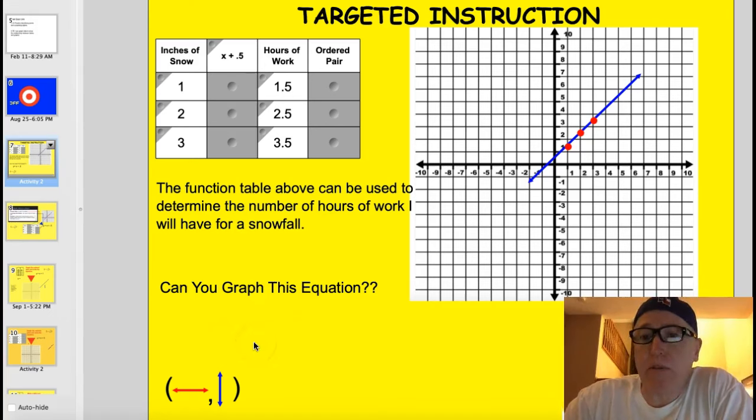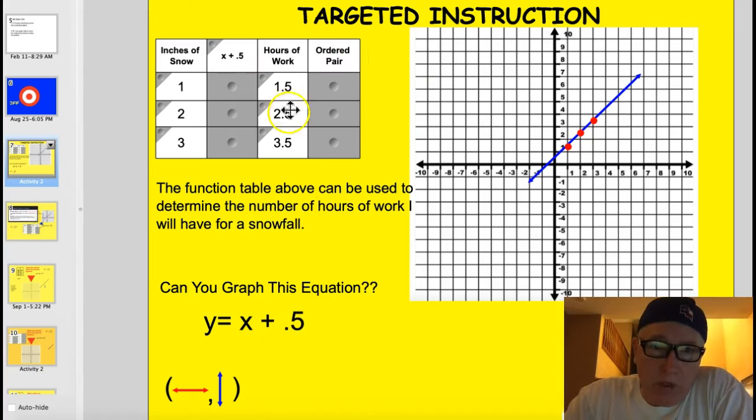This is an example of how these work together. The third piece is the equation. Well, we already know what the rule is. The rule is whatever x is plus 0.5. For the equation, you just say that y is equal to that: y is equal to x plus 0.5. So you've got the table, you've got an equation, and you've got this graph.